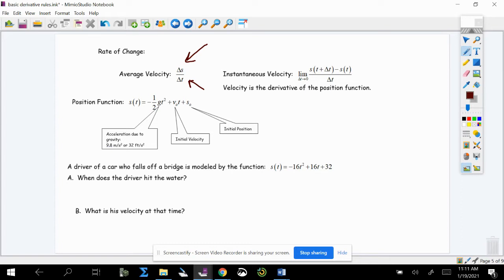Well, then we have what's called instantaneous velocity. Instantaneous velocity is not an average, it's a velocity at an exact moment, just like slope is looking at an exact spot on a graph. And if you look at the formula for instantaneous velocity, you're going to notice it looks a whole lot like what we just did for the derivative with the limit definition. It's the limit as your time change goes to zero of s of t plus the change in time minus s of t, all over delta t.